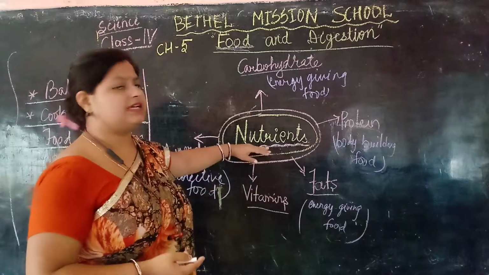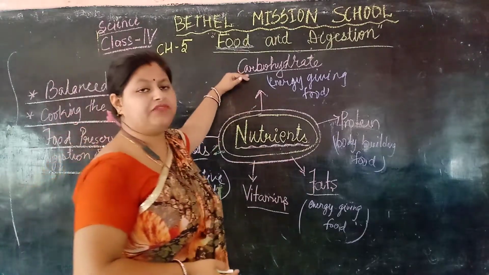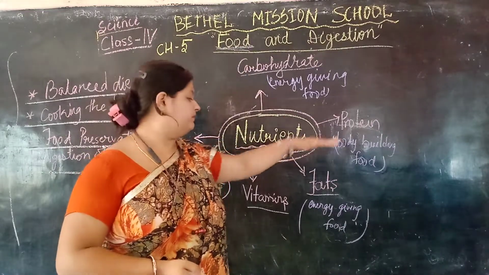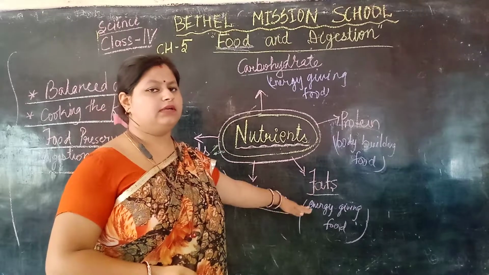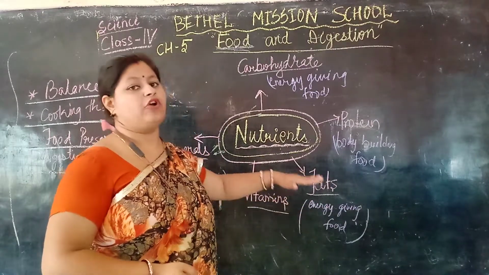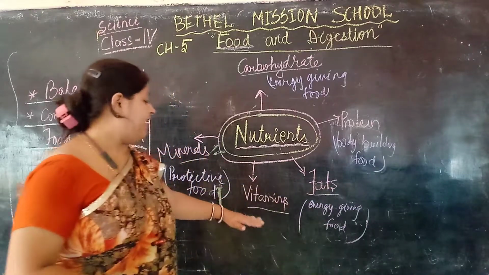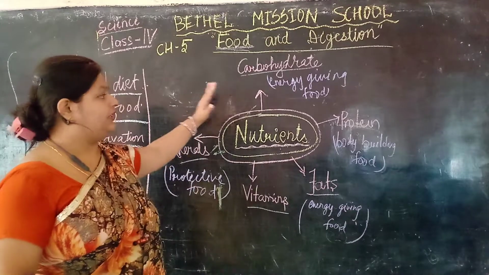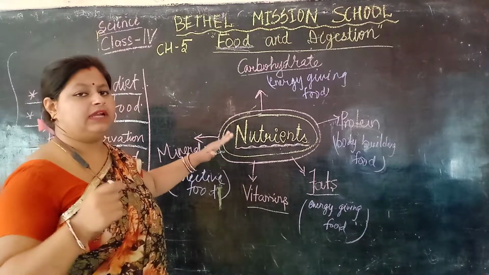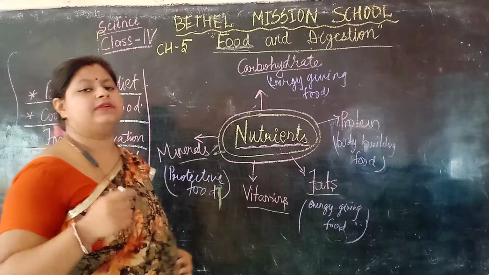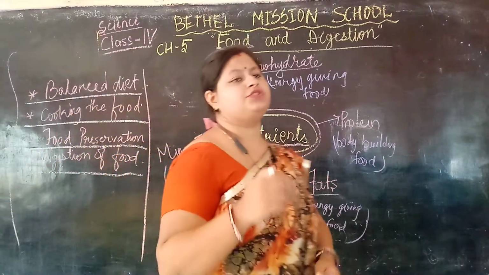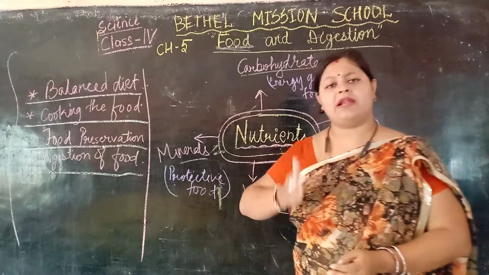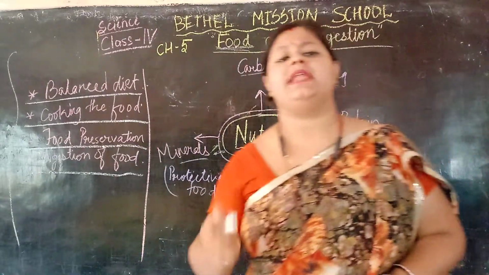Once again we will discuss the nutrients. These are carbohydrates or energy giving food, protein or body building food, then fats, which are also energy giving and give heat. Vitamins and minerals are the protective food. These are the nutrients we should have in our daily food routine. So when our food contains all these nutrients in a proper amount, that food is termed as a balanced diet.